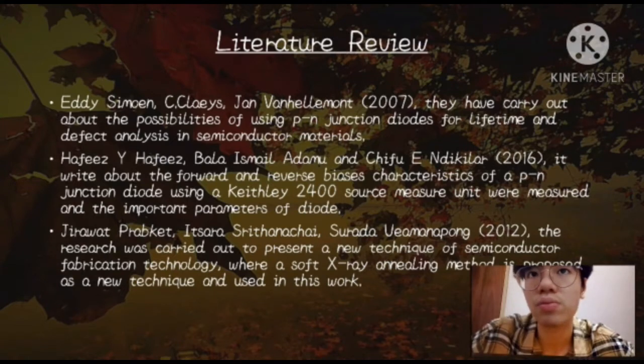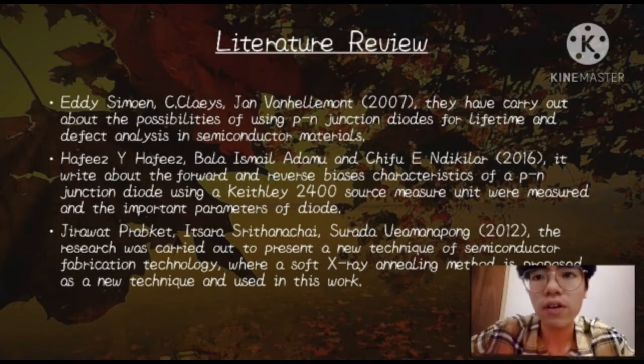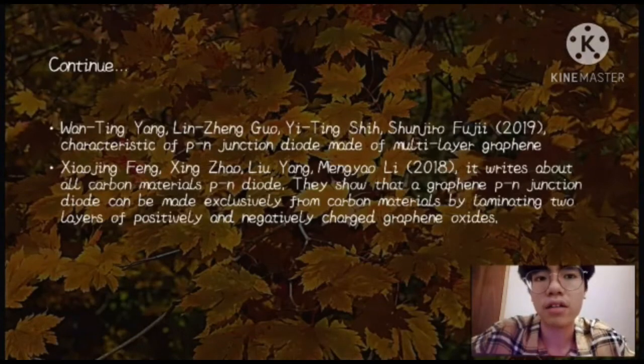The research was carried out to present a new technique of semiconductor fabrication technology, where a soft X-ray annealing method is proposed as a new technique and used in this work. Furthermore, we read an article written by Yang Wanting and Guo Lingzheng in 2019. The article talks about the characteristics of PN junction diode made of multi-layer graphene.